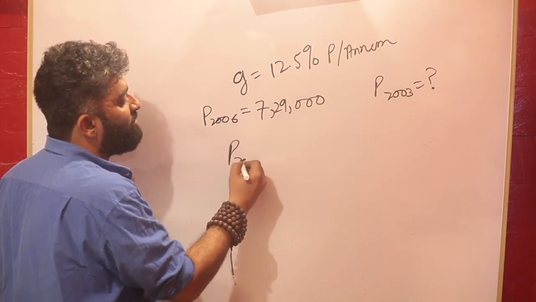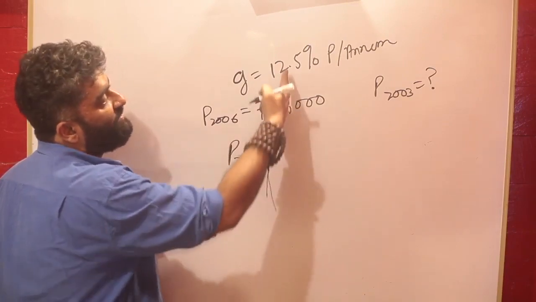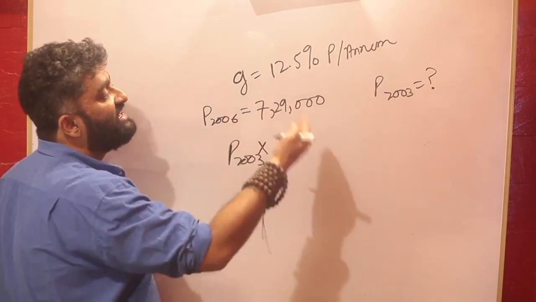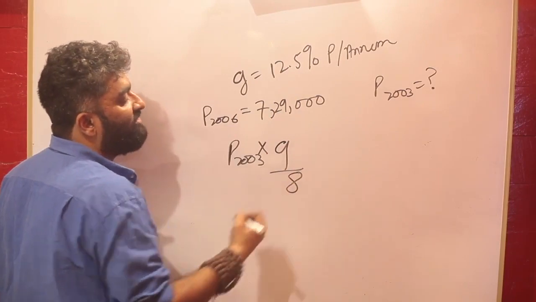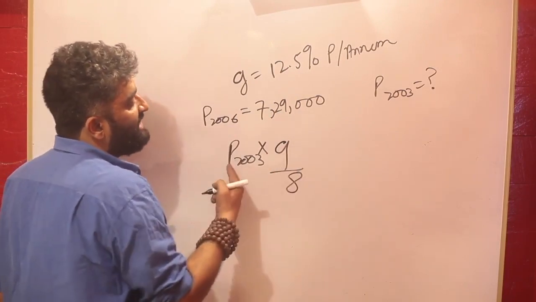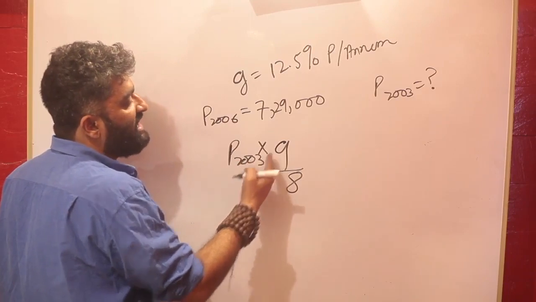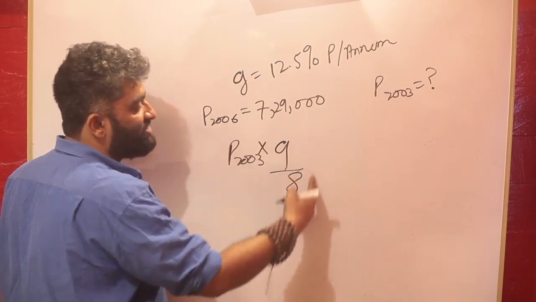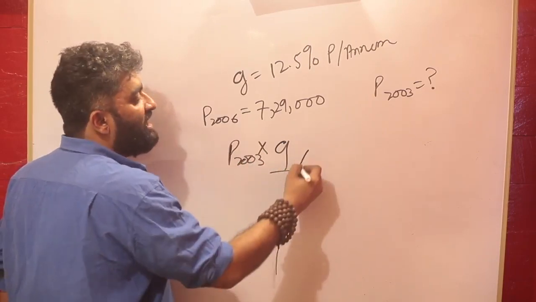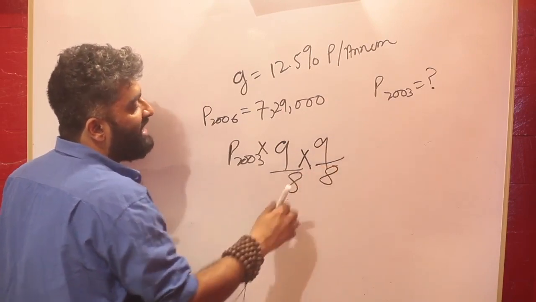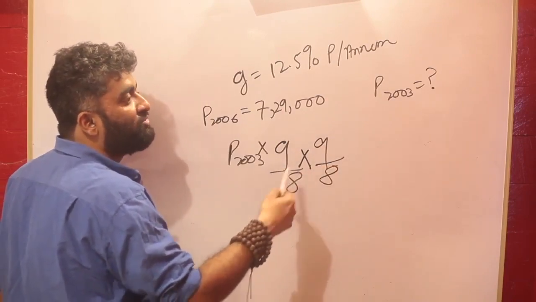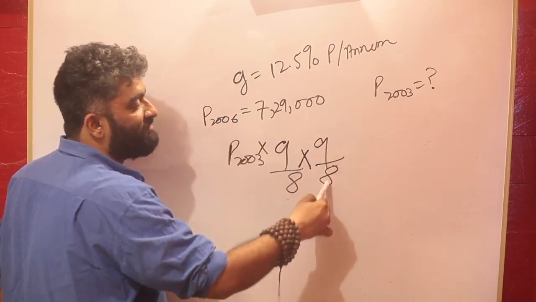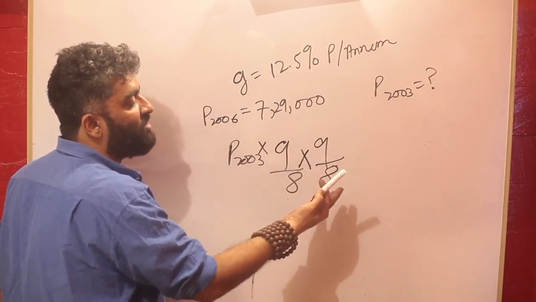So I know whatever was the population in 2003 was multiplied by what? 12.5%. 12.5% means 1 by 8. An increase of 1 by 8 means a multiplying factor of 9 by 8, right? That means if I take the population of 2003 and multiply it by 9 by 8, I'll get the population of 2004. So this expression is the population of 2004. Again, if I multiply this by 9 by 8, what do I get? I get the population of 2005, because this 2004 population has grown by 12.5%. This is 9 by 8. This expression represents 2005's population.